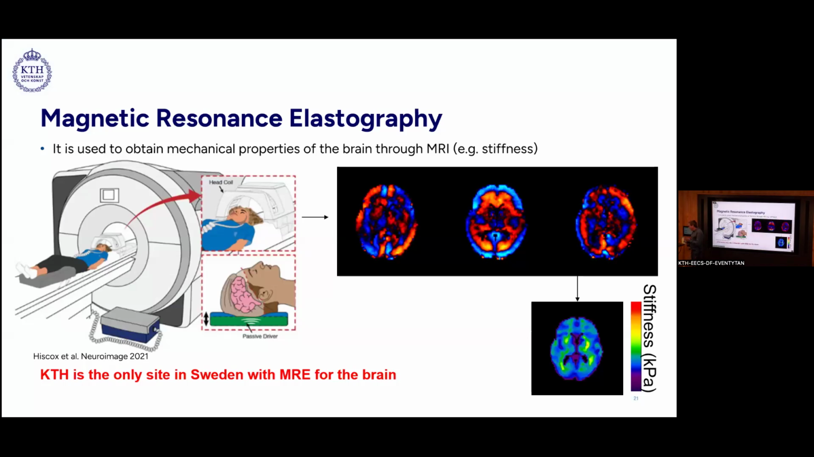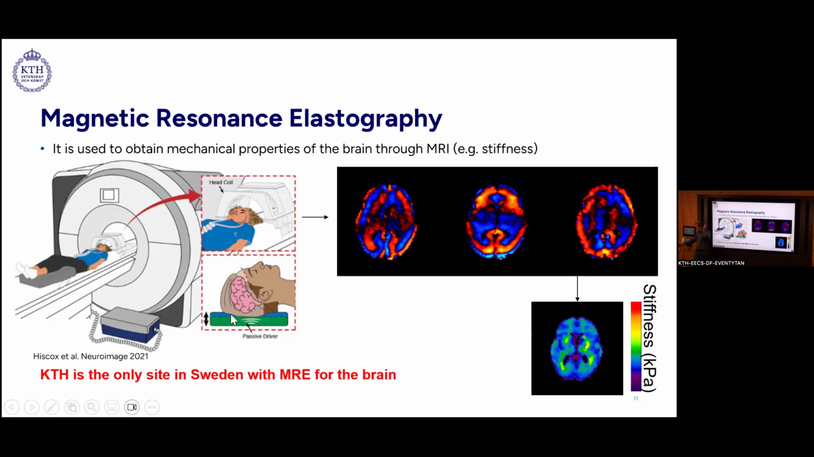So I can tell you a little bit more about MRI. MRI is a technique that can be used for estimating mechanical properties of the brain. So this is how it works. You have your scanner, but it's not enough. You also need a pneumatic pump that you connect to a small pillow behind your head. And then you're shaking the head a little bit.